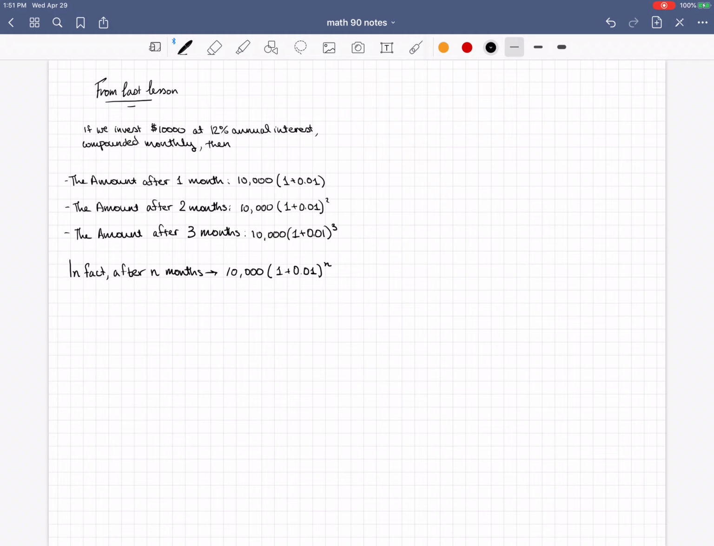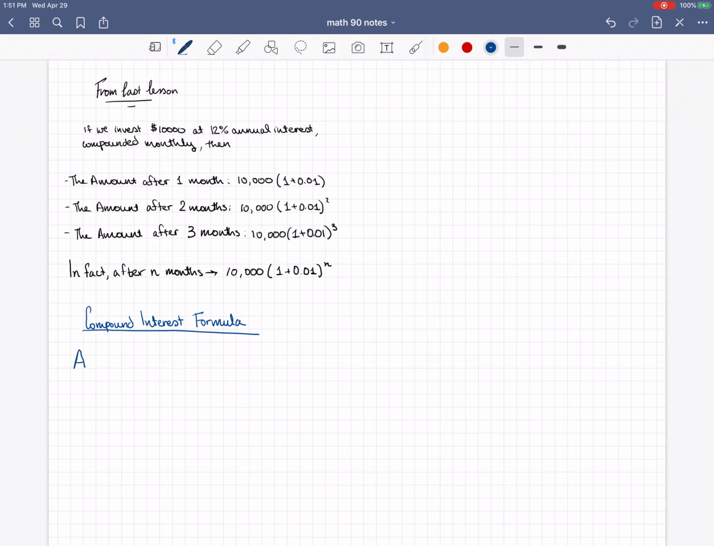So I want to use this as a jumping off point to introduce the compound interest formula. I want to use what we learned here to summarize it, not just for a $10,000 at 12% interest monthly compounding situation, but for all situations in general. So we're going to talk about the compound interest formula. And to do that, I'm going to introduce a few bits of notation.